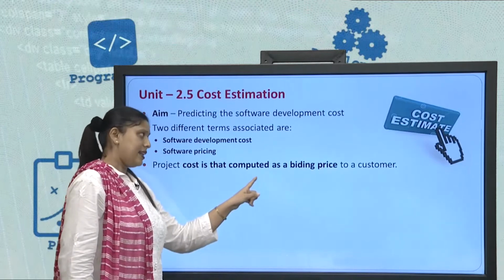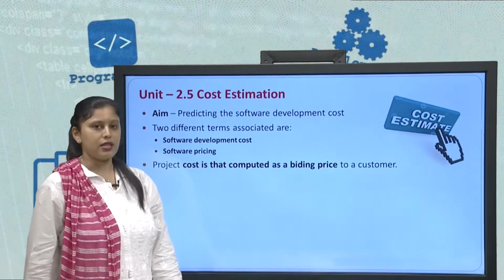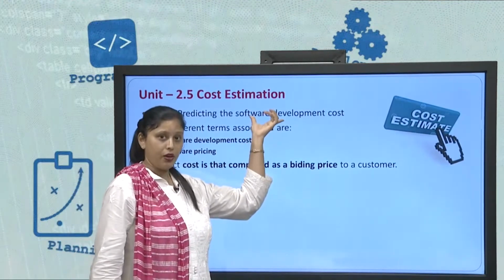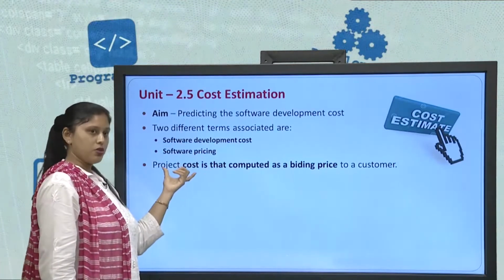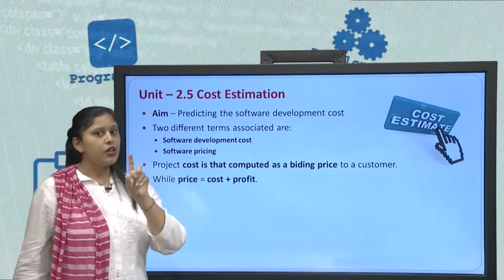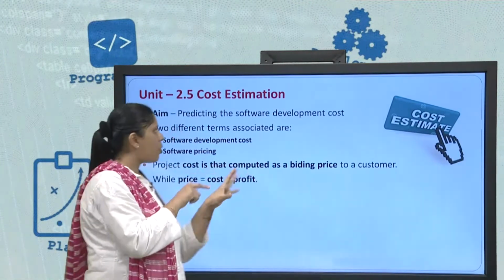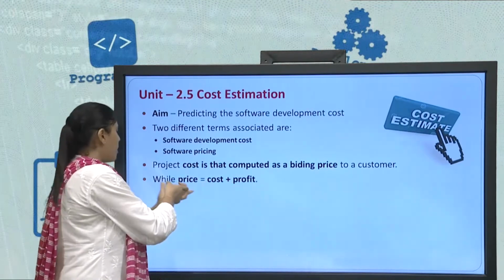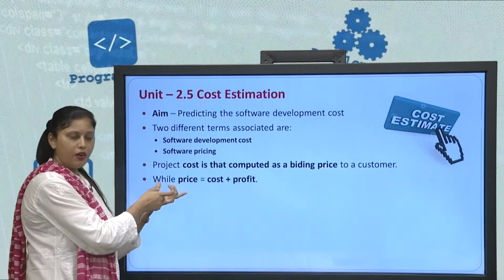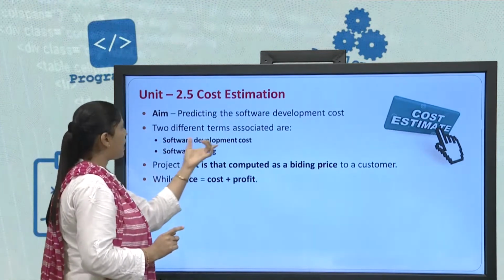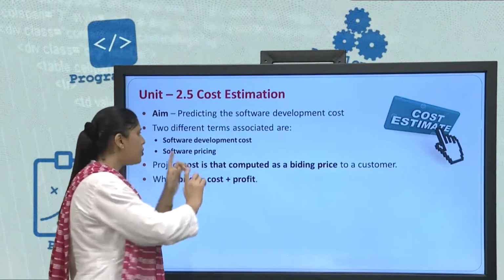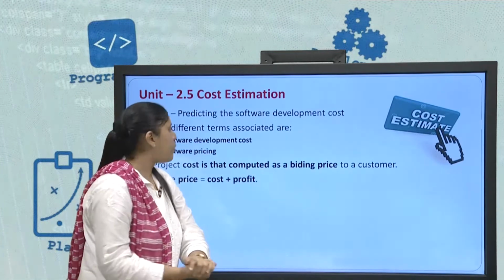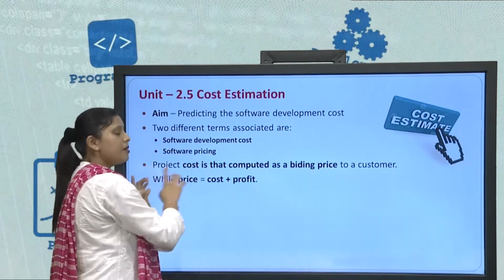Project cost is computed as a bidding price to a customer. When you bid some price to your customer for your software development, then we call it a cost. But when you add profit to whatever cost is incurred in your software development, it becomes the price of your software. So, there are two different terms: software development cost, that means cost related only to your software development, wherein you have not included your profit, and once you include your profit, it becomes software pricing, we call it a price.